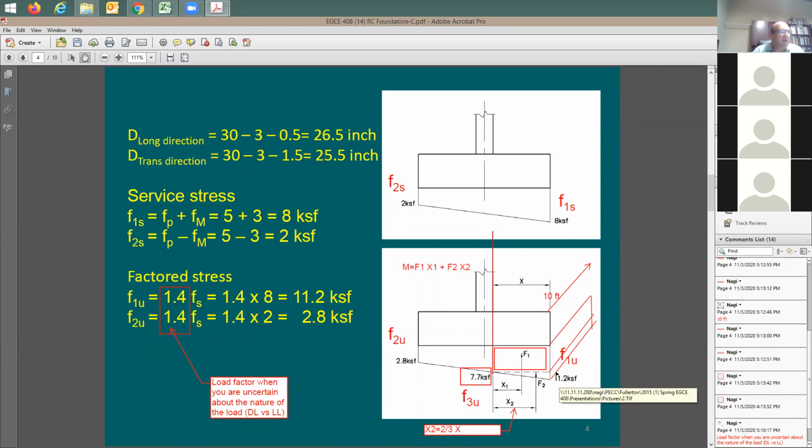So what I'm doing here, I'm going through this slide set number 14. At the same time, I'm also doing a review for your midterm. Because in your midterm, you're going to have a footing, but you're not going to see moment on it. You're going to see only axial load, vertical load on it.